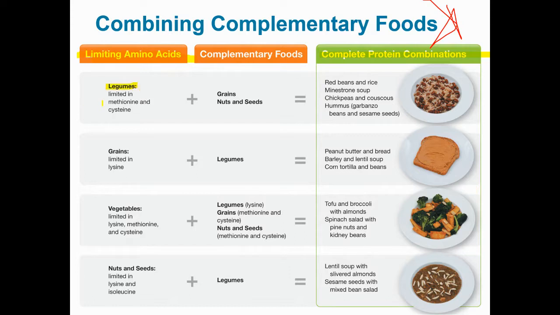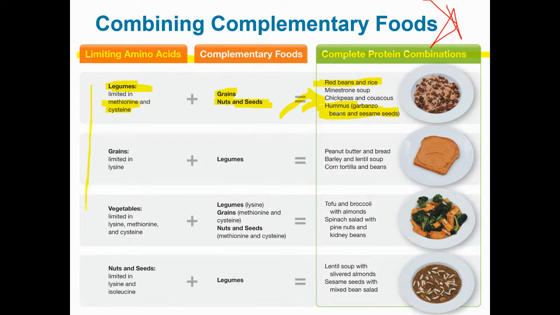So beans are limited in methionine and cysteine, the essential amino acids methionine and cysteine, but grains, nuts, and seeds are great sources of methionine and cysteine. So build meals that provide legumes with grains, nuts, and seeds, or with grains or with nuts and seeds. So an example would be like hummus, which is chickpeas with sesame seeds, right? So that's going to give you seeds and beans. So hummus theoretically would be a complete protein food. Or classic just beans and rice, you're getting beans, which is a legume, and rice, which is a grain.